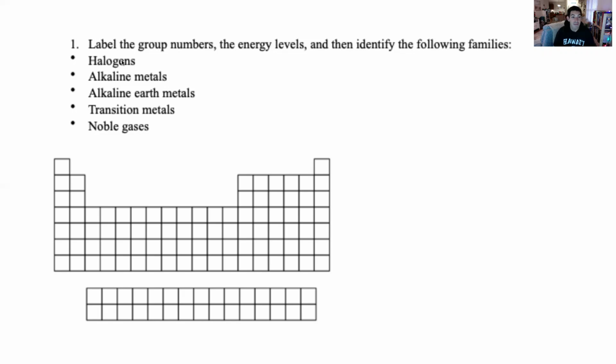But most importantly, the families. Halogens, group 17. Here are the halogens. Alkali metals, group 1. Alkaline earth metals, group 2. Transition metals, this whole middle of the periodic table, this lower section, and noble gases, group 18.